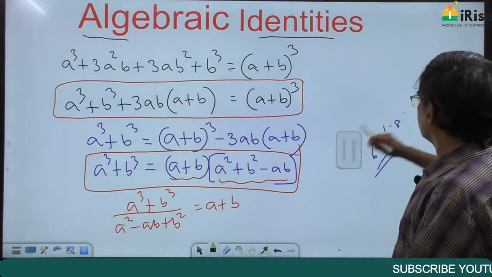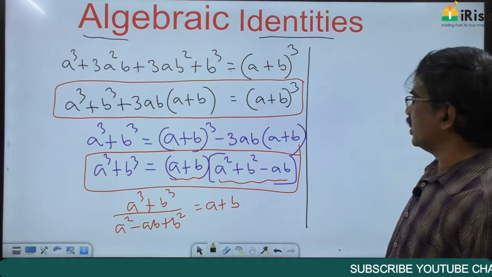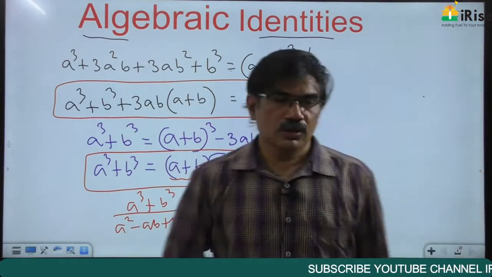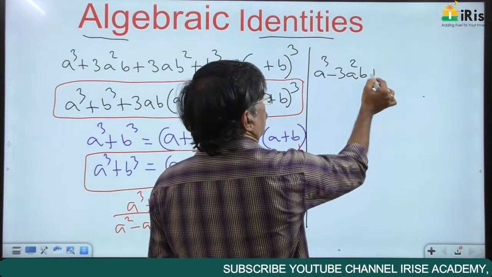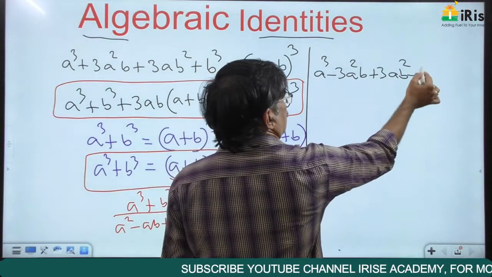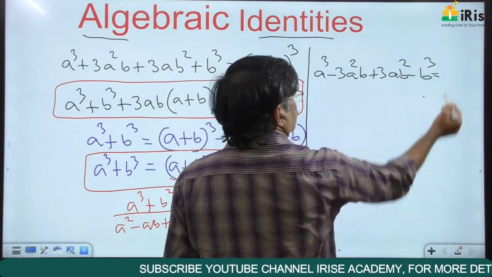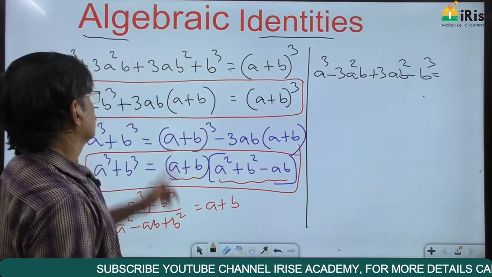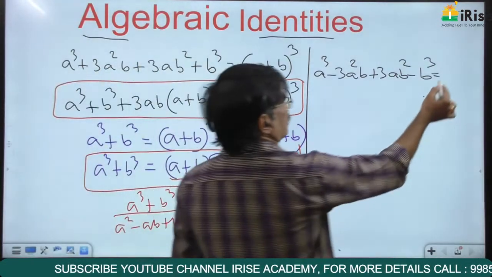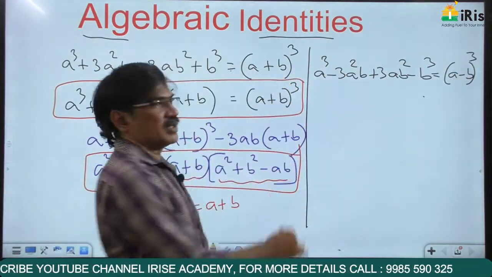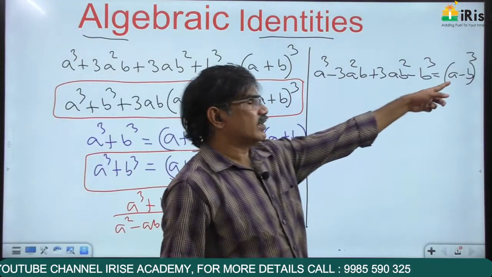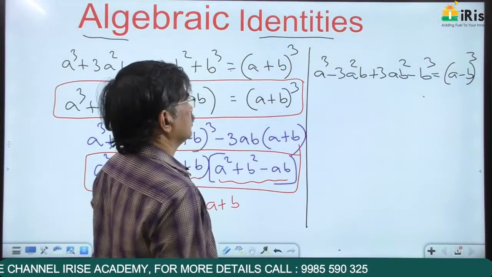Similarly, see this formula also. What is a cube minus 3a square b plus 3a b square minus b cube? Same formula, which is nothing but just minus in the place of plus b. This is the formula for (a minus b) whole cube.